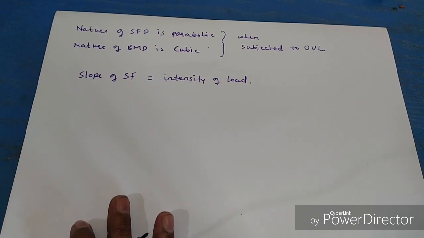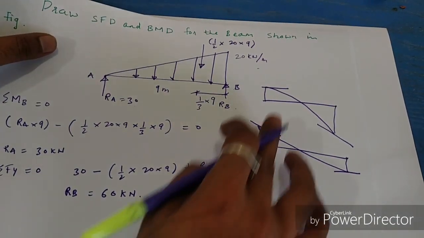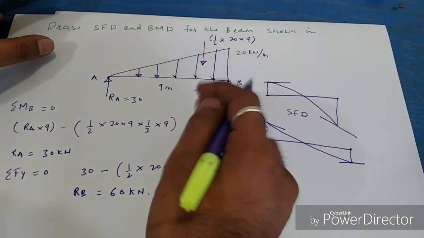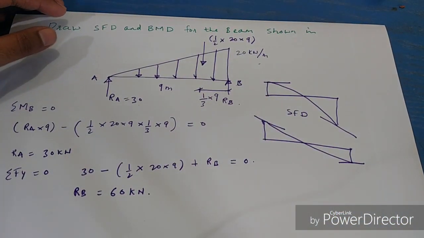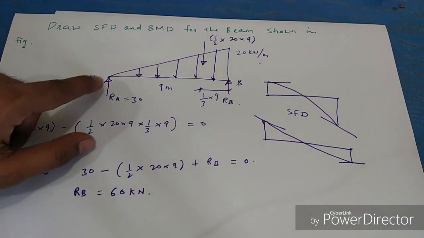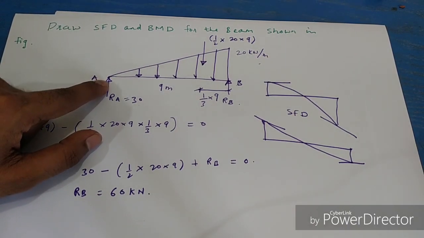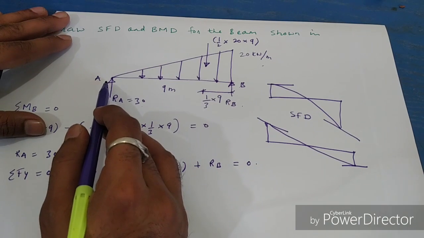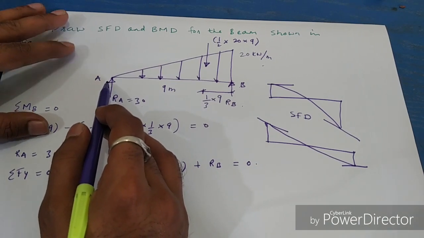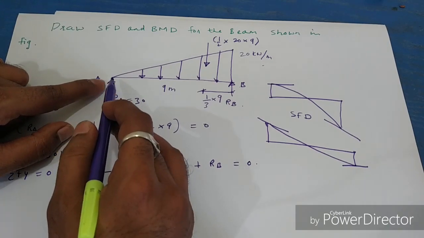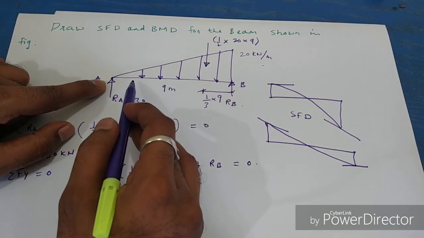Okay, so you see this is the SFD diagram, shear force diagram, and whatever the slope we will determine will be called the slope of the shear force diagram. And you see the slope of the shear force diagram is equal to the intensity of load. At A the load intensity is 0, very near to 0. Then the slope of the shear force diagram will also be 0 because the intensity is 0.